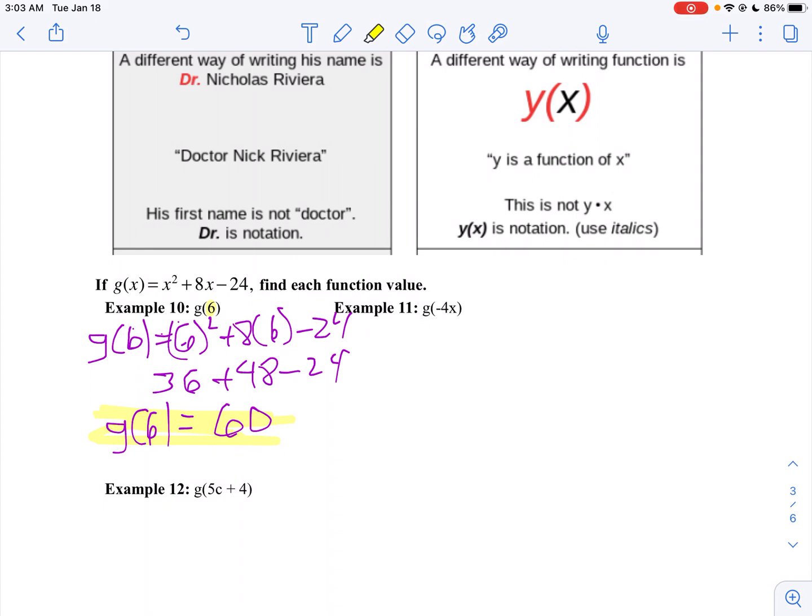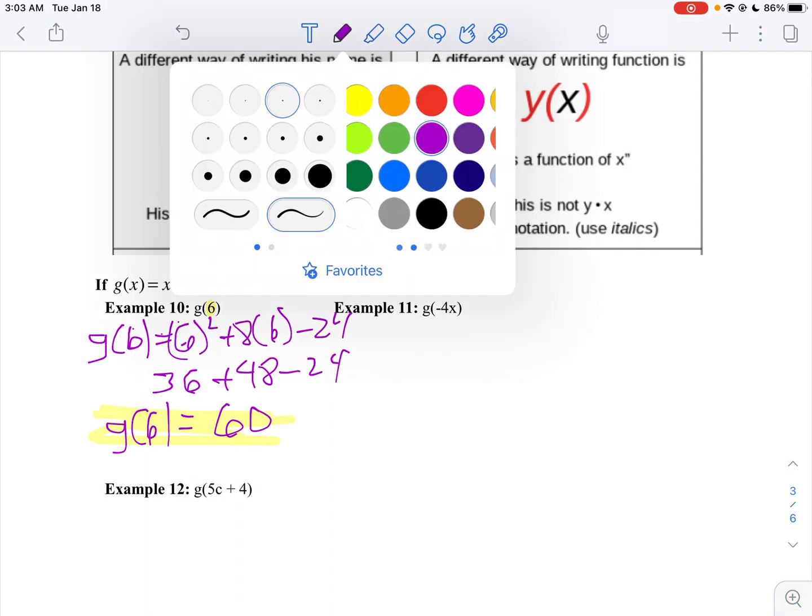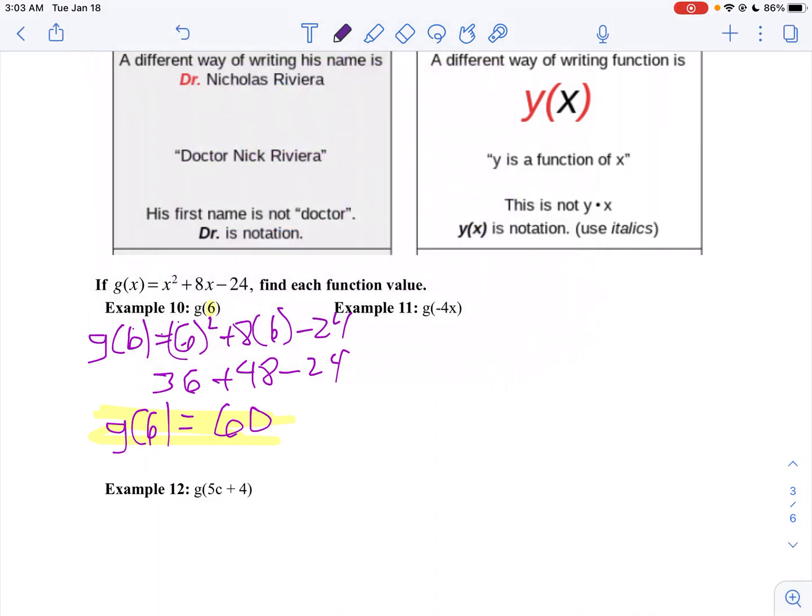Now let's find g of negative 4x. Well, that's kind of confusing, but it's essentially the same thing. Instead of writing x, I'm going to write negative 4x. So g of negative 4x is going to be negative 4x squared plus 8 times negative 4x minus 24.